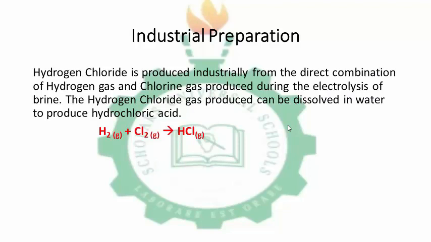The hydrogen chloride gas produced can be dissolved in water to produce hydrochloric acid. And here is the equation. The hydrogen gas produced plus the chlorine gas produced are made to react to form hydrogen chloride gas.